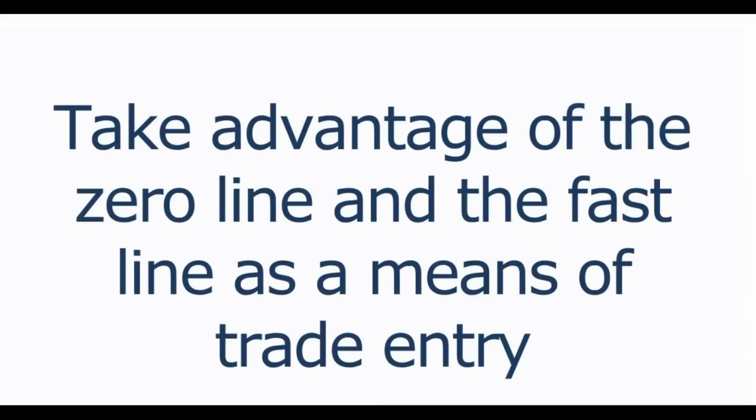What about divergence? I'm not going to talk about divergence, simply because this all takes into account price action and structure. And I find the normal teachings about divergence has way too many holes, because if you trade just the indicator, you're setting yourself up for failure. Another way that we can use this indicator is to take advantage of the zero line and the fast line as a means of trade entry.